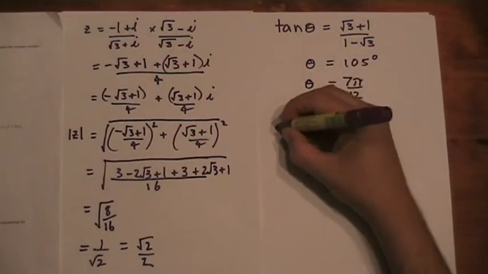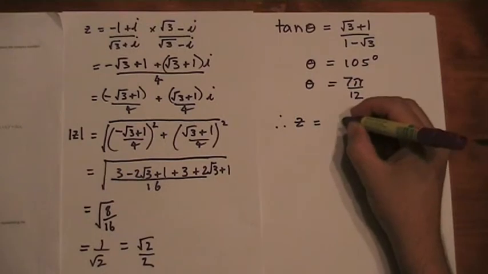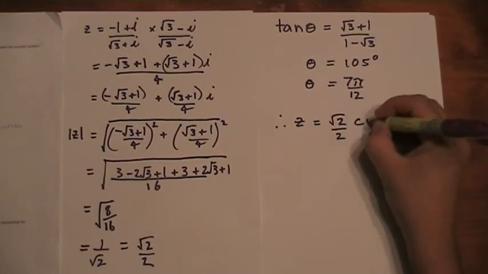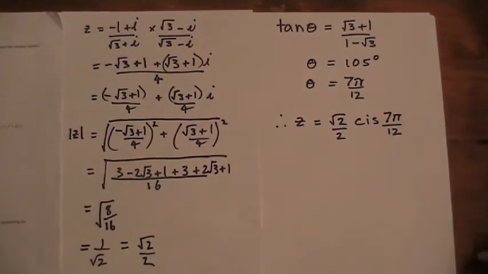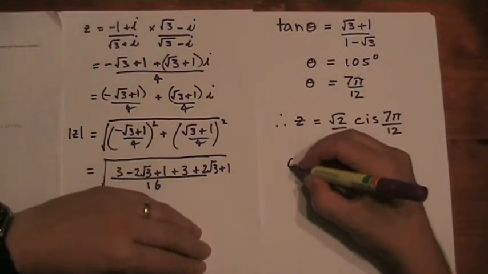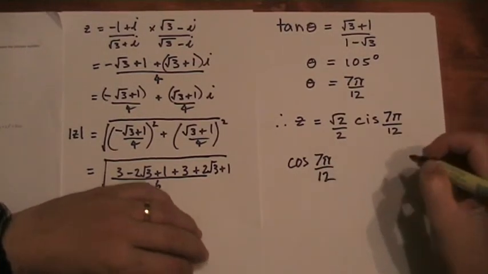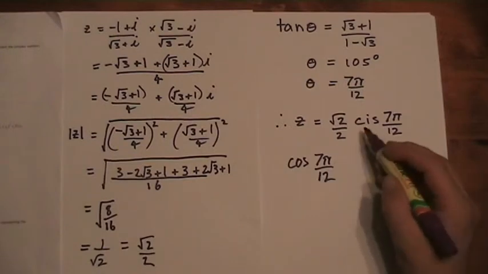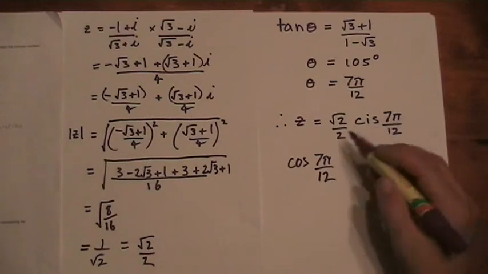So therefore z is equal to r(cos θ + i sin θ). In this case r was √2/2, cos + i sin of 7π/12 in mod arg form. The question goes on to ask for the cos of 7π/12 as an exact value. Cos 7π/12 is equal to the real part of this expression here.